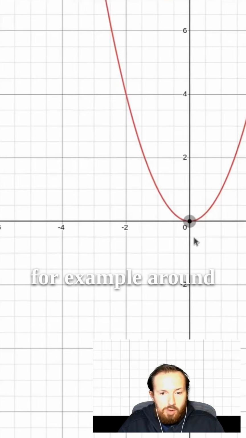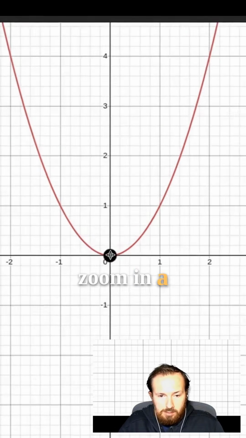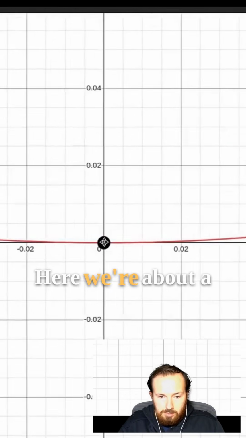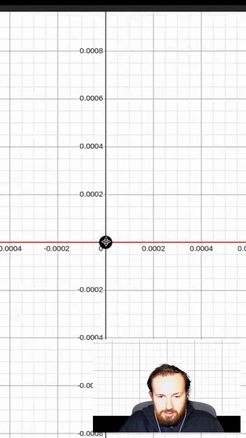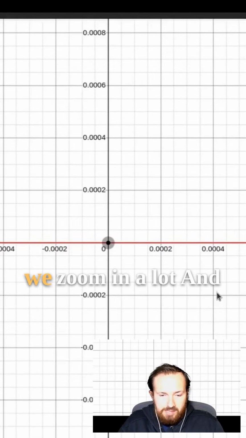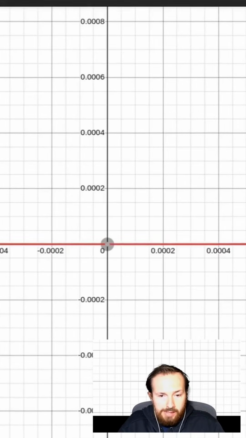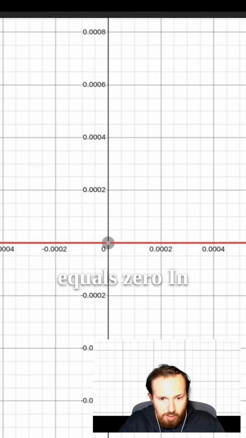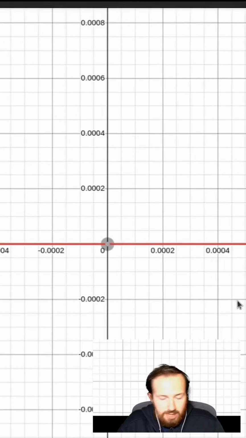So for example, around the point 0, 0, you can see what happens if I zoom in a lot. So let's zoom in. Here we're zoomed in about 10 times. Here we're about 100 times. Here we're zoomed in about 1,000 times, 10,000 times. Basically, if we zoom in a lot, and again, what is a lot? You can see here that this line, when I zoom in this far, literally looks like the function y equals 0. In fact, if I told you that you were looking at y equals 0, you would probably believe me, because that's what it actually looks like.